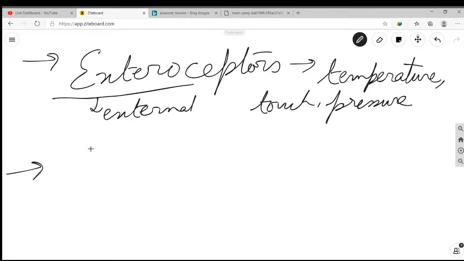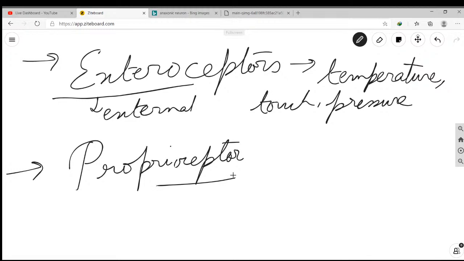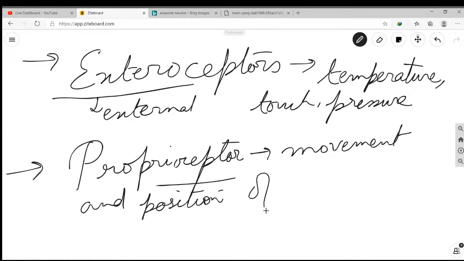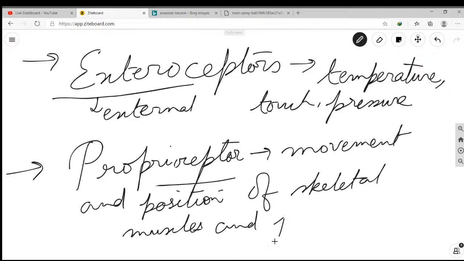Third is your very important proprioceptor. Very important. People miss this a lot. Proprioceptor. It's a new classification. It means that it monitors the position and movement of skeletal muscle and joints. Very important. Movement and position. I'll explain this to you. Always remember skeletal muscles, not the smooth muscle which is under autonomic control, and joints.